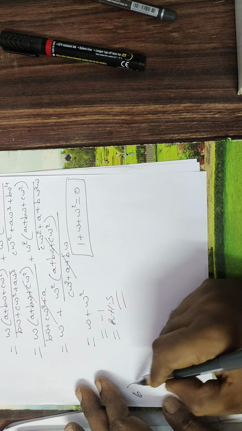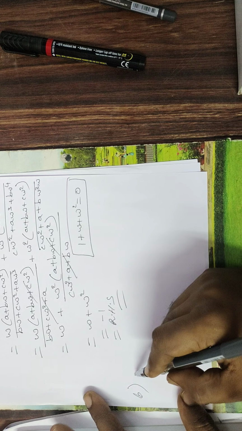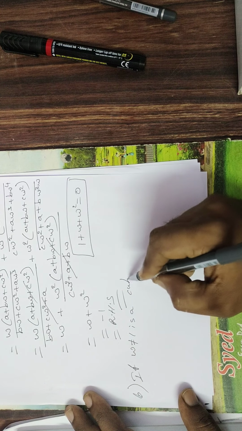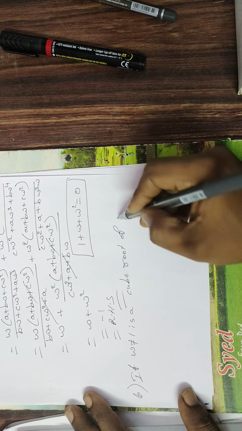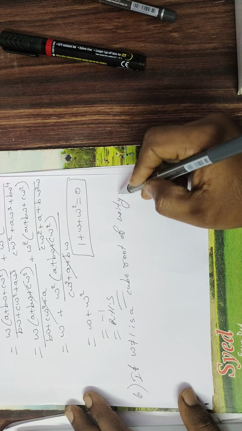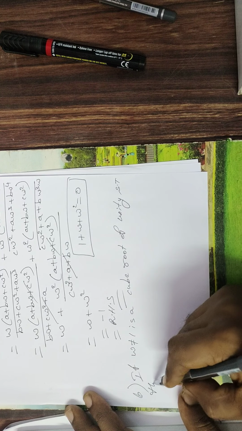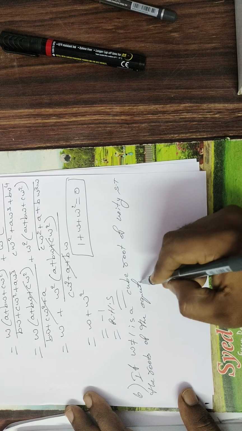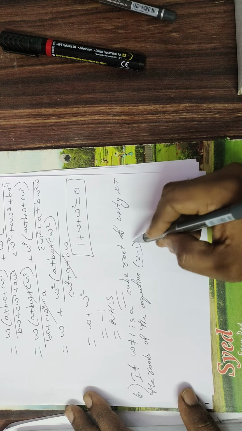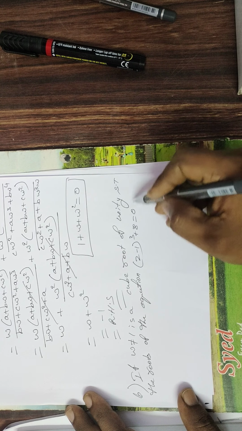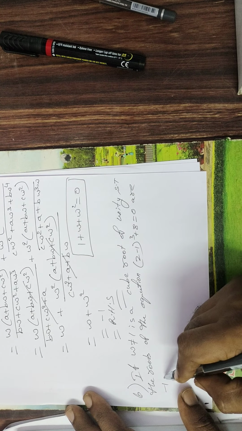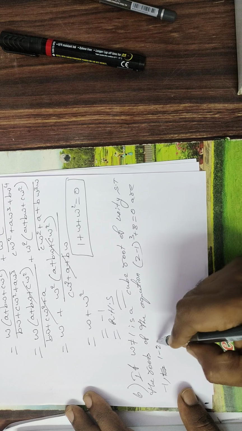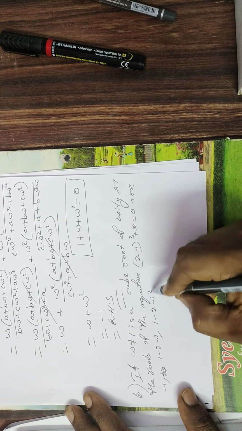Now the sixth problem. If omega not equal to 1 is a cube root of unity, show that the roots of the equation (z minus 1) the whole cube plus 8 equal to 0 are minus 1, 1 minus 2 omega, 1 minus 2 omega square.